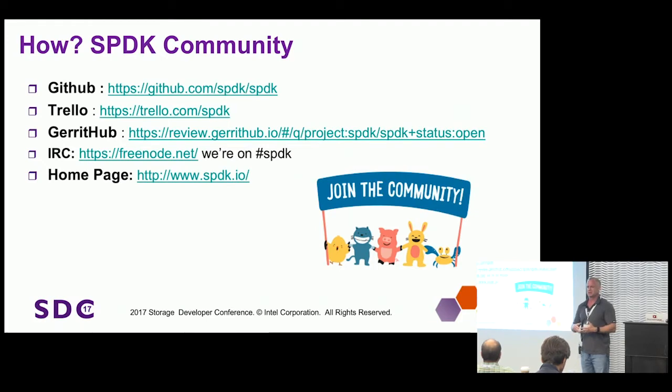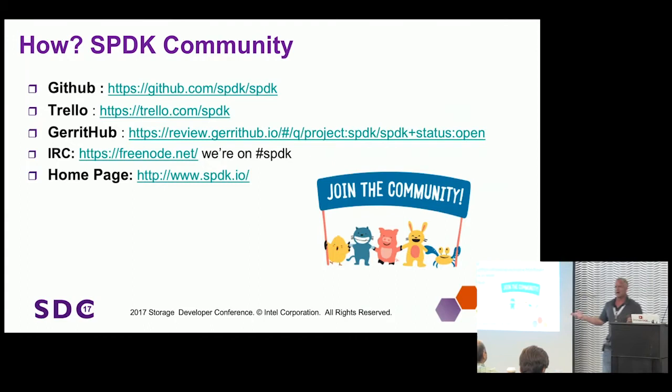So we've got an IRC channel, we've got a distribution mailing list. All of the reviews are through GerritHub now. So every single review that's pending, every patch that's pushed, all of the reviews are visible and everybody is invited to contribute. So we've got a maintainer model. We've got Trello, which is what we're using for our backlog.